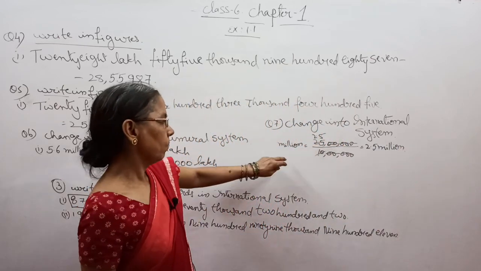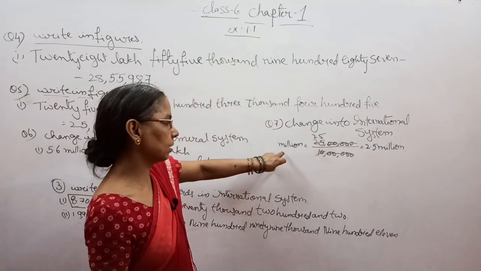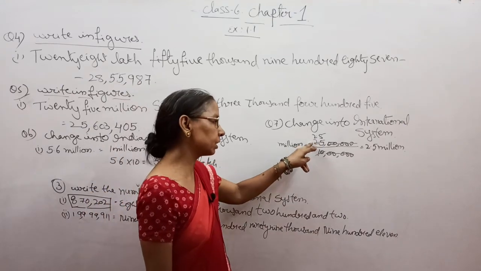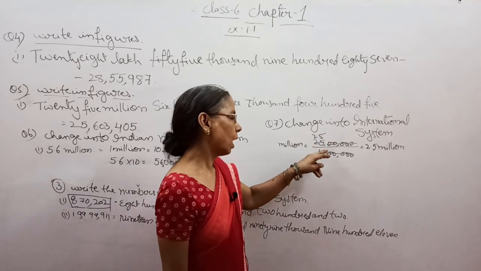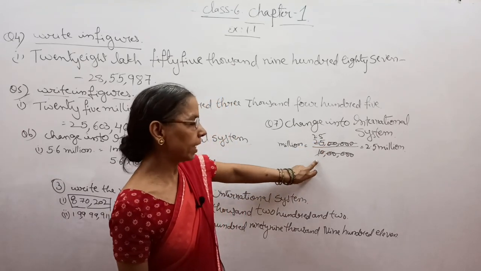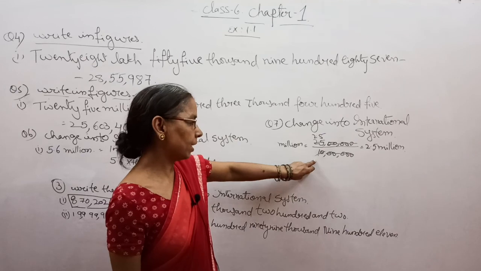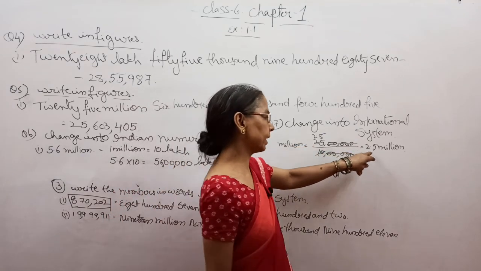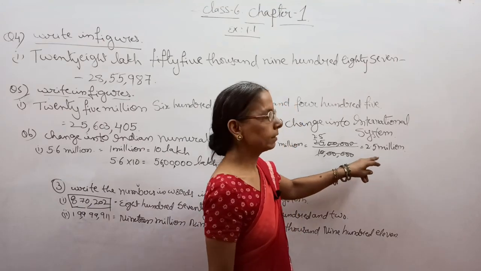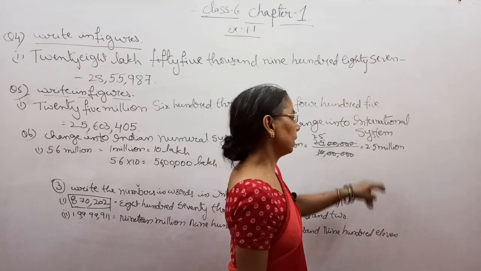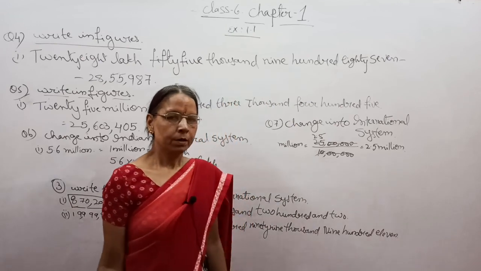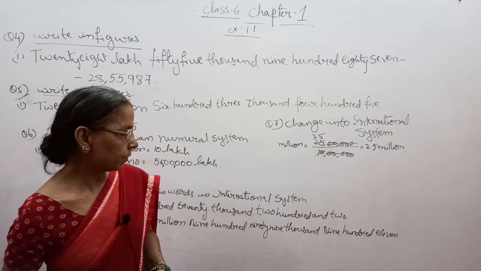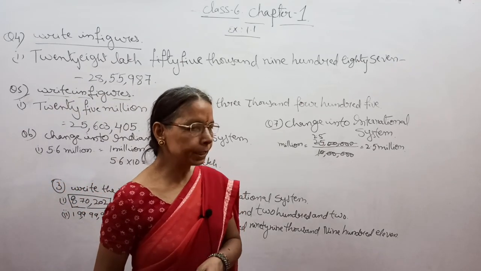Like this, when we have to change into the international system, that is million, we have to put the numbers which are given in the Indian system above, and below that we have to divide it with 10 lakh. When we are dividing the given number by 10 lakh, we will automatically get the millions number, that is converted into the international system. Now today I want to stop this topic here itself.